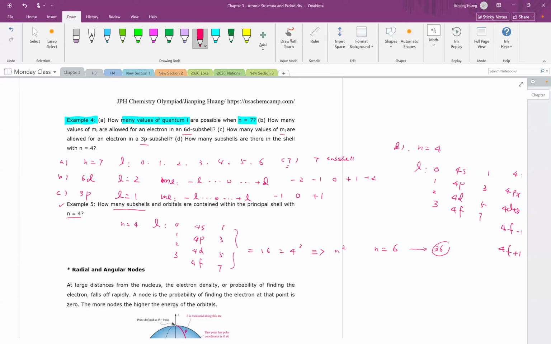Any question, please? Now, 2L plus 1. 2L plus 1 is for the subshell. Subshell, how many orbitals? Right. 2L plus 1 is for a subshell. Here it's a shell.